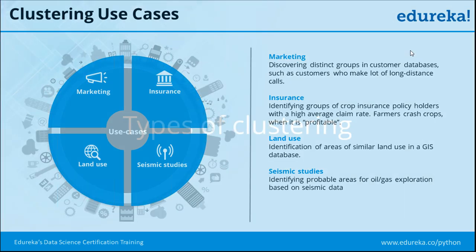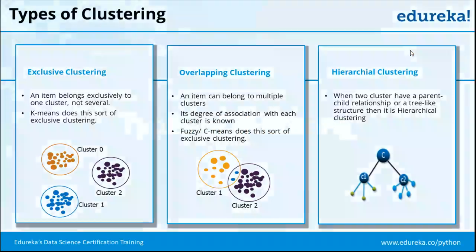So let's talk about the types of clustering techniques which we have. We have three kinds of clustering. One is exclusive clustering, another is overlapping clustering, and next is hierarchical clustering. So what is exclusive clustering? Exclusive clustering is a technique in which one item just belongs to one cluster, right?